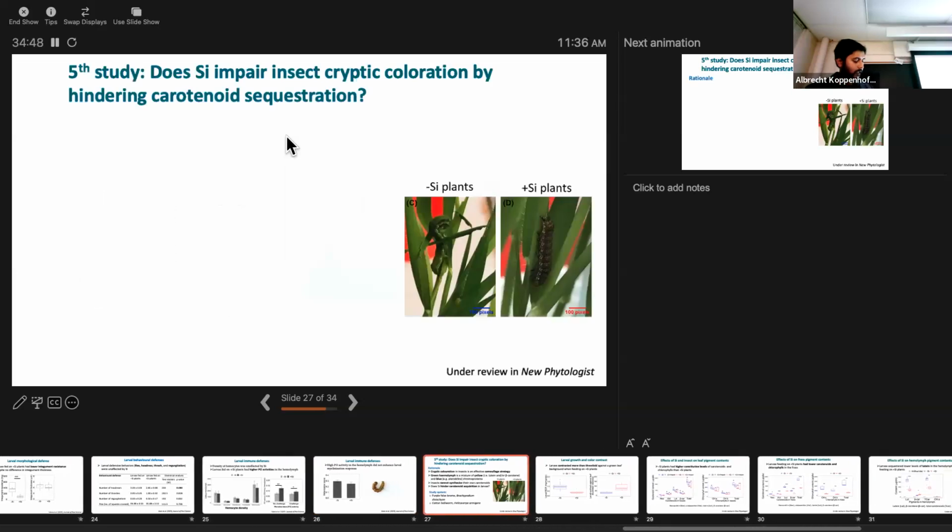So this is the last study I did, my 5th study. When I was doing the 4th study, I actually looked at the coloration of larvae when feeding on plus and minus silicon plants, and I found that at some point, these larvae, the Helicoverpa armigera, when they feed on plus silicon plants, they always show this black to brown coloration, and the larvae feeding on minus silicon plants, at some point they become green. They're showing a green morph, green coloration.